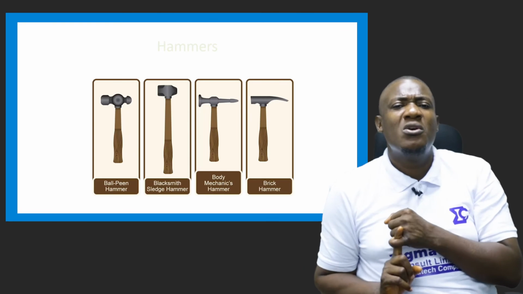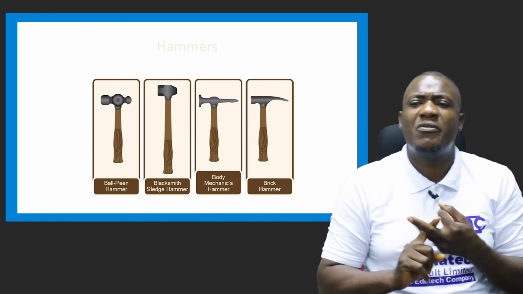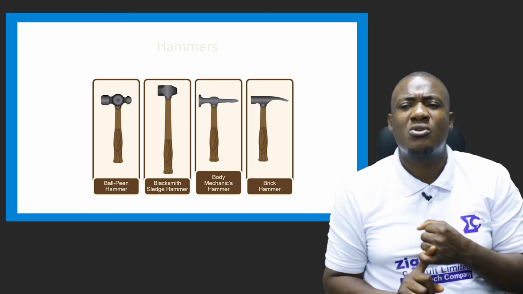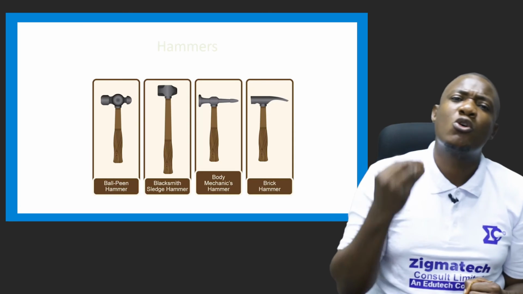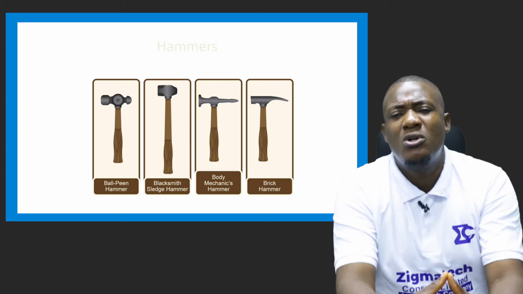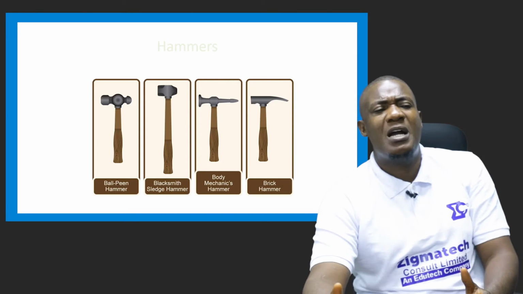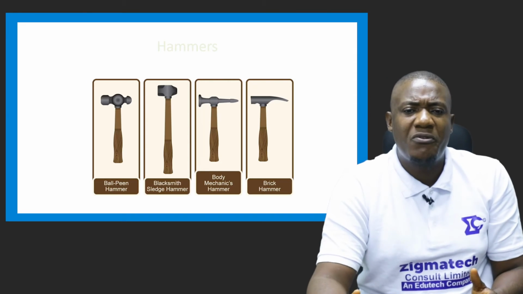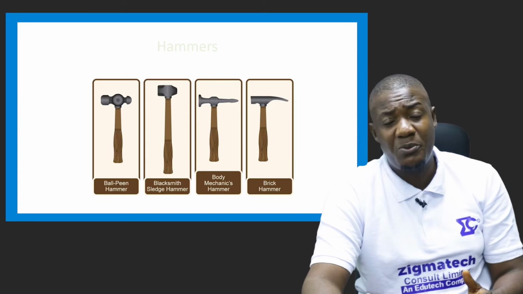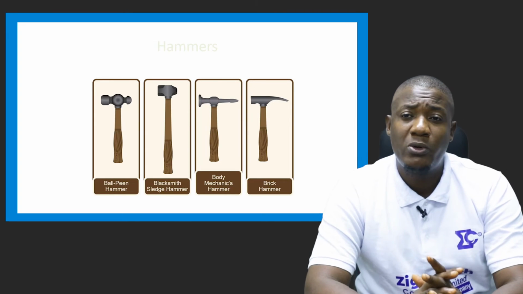Even if you forget every other type of hammer, you must not forget the cross pen, the straight pen, and the claw hammer. The claw hammer can often be used for two functions. One, it can be used to pull nails out of the wood. It can also be used to drive nails into the wood, depending on what you want to use it for.